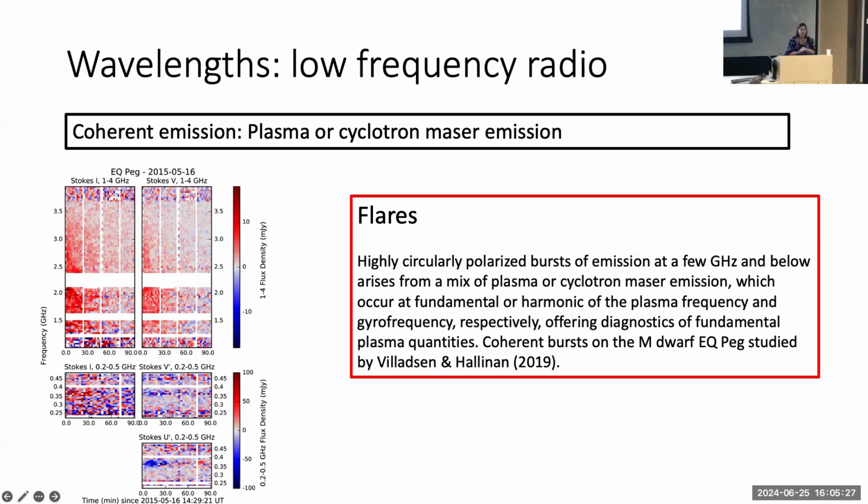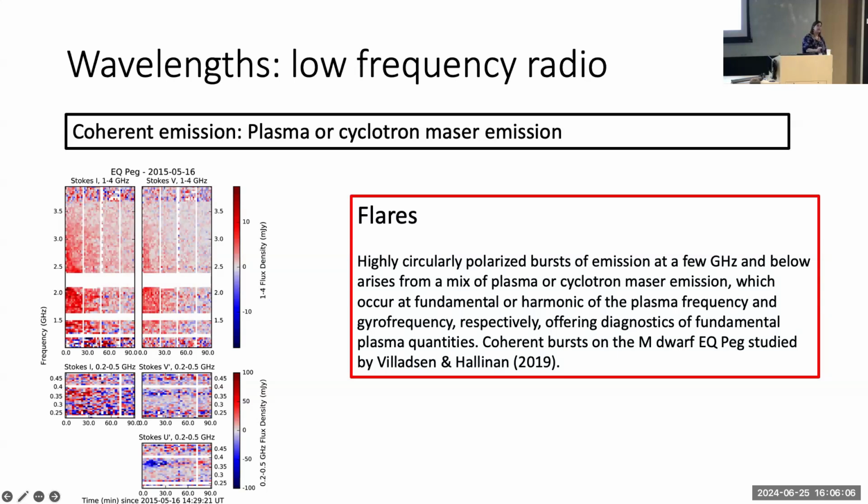So when you're looking at low frequency radio wavelengths, you're generally looking at coherent emission. This has already been covered a little bit, especially on Monday's Splinter session with talking about magnetic fields in the stellar and substellar regime. But you basically are looking at plasma or cyclotron maser emission. This is an example of a study that was done by Jackie Villadsen and Greg Hallinan with low frequency radio bursts on the very lower part. They also had high frequency observations. These are characterized by highly circularly polarized bursts.